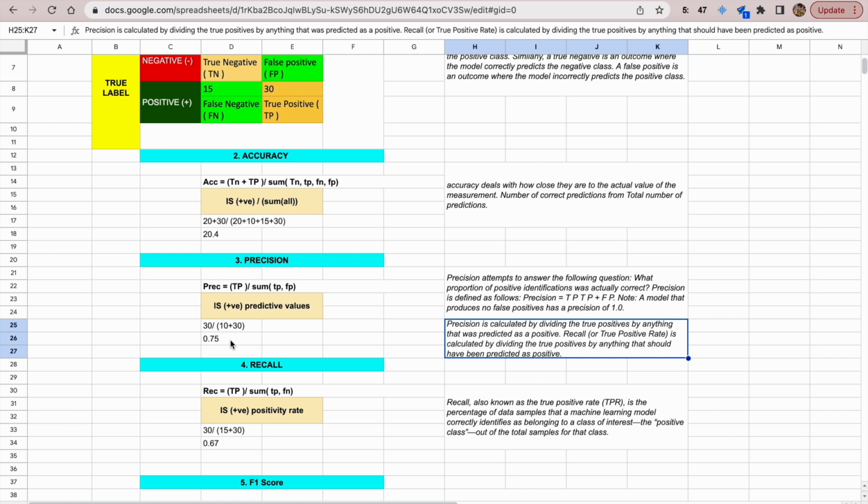But in this exam, when you are writing, you should remember to write these definitions and also examples like this. Precision is basically the proportion of positive identifications which were actually correctly predicted.